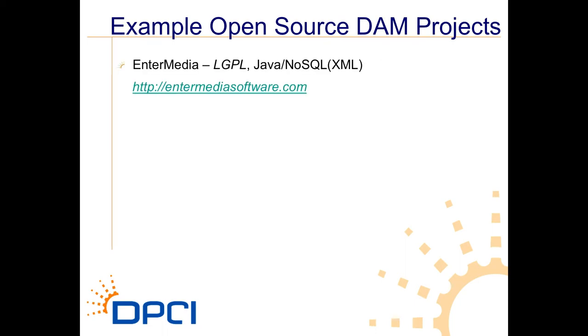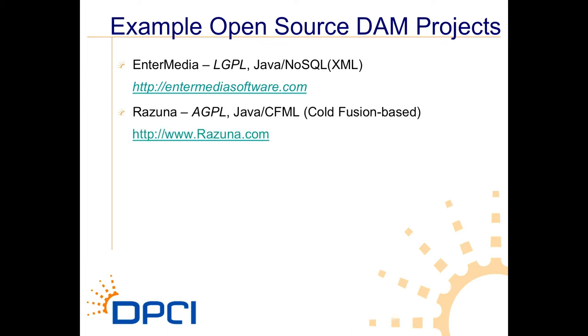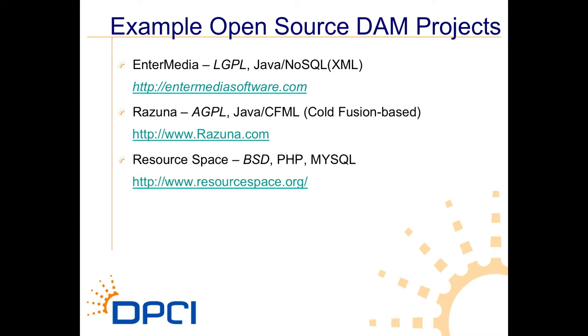Here are some examples of open source DAM projects. I'm also going to list their technologies and licensing schemes, because that's really important. Razuna is another one; it's ColdFusion based. Islandora is Java NoSQL based. ResourceSpace is really PHP and MySQL, and its common implementation. We really like this product. We've done a lot of projects with Islandora. We've done one project for ResourceSpace. We love not only that project, we like the people behind it.